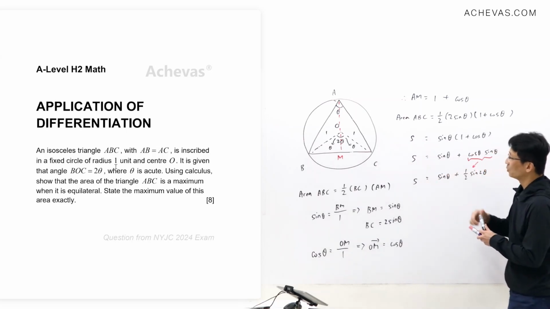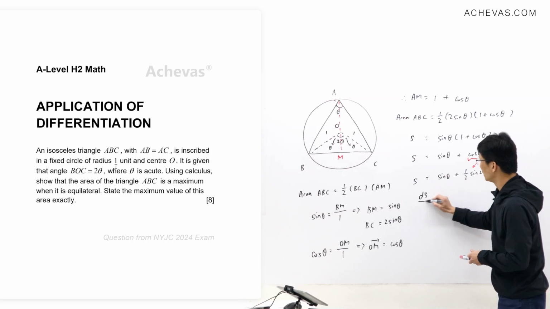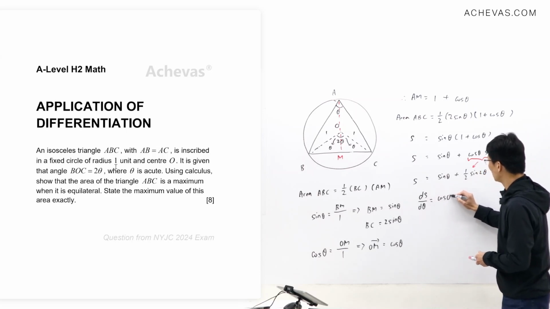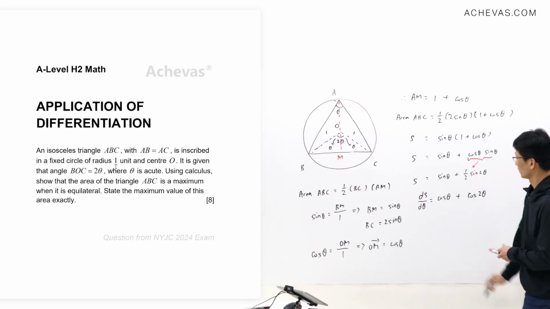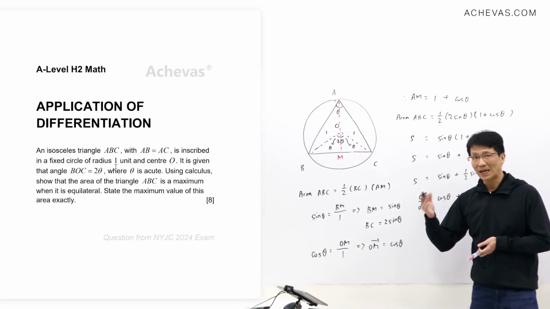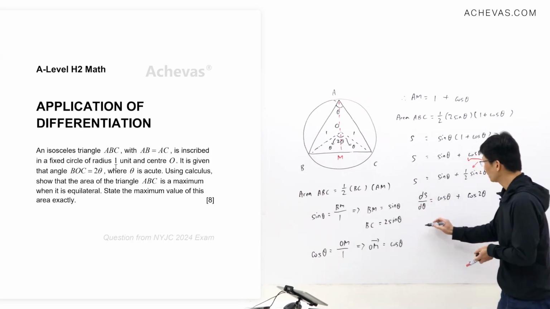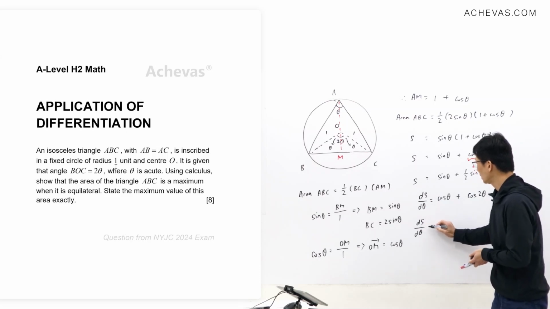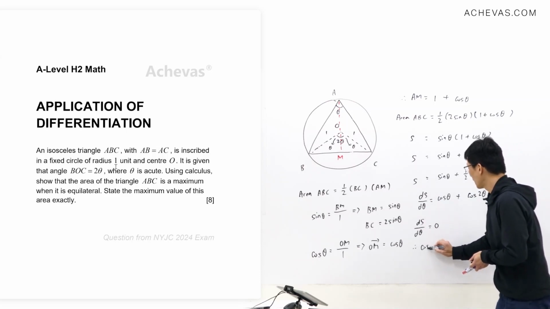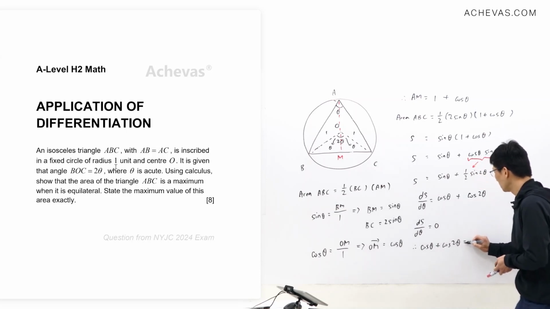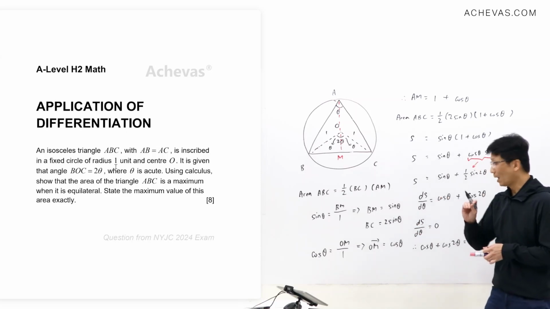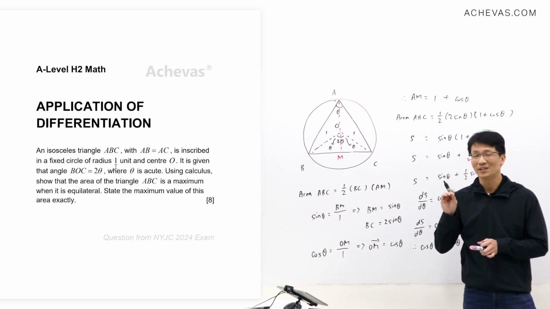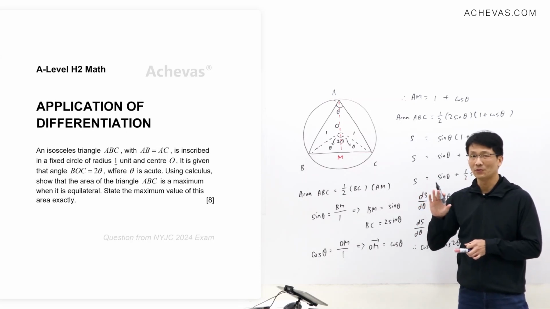So now we will start to do a differentiation. dS/d theta is given by cosine theta plus, when you differentiate this, you get 2 cos 2 theta over 2, so you get cos 2 theta. And we know that for a stationary point, we let dS/d theta be equal to 0. Therefore, cosine theta plus cosine 2 theta equals 0. We are supposed to solve this and get the angle that gives us the stationary point, because we still don't know whether it is a maximum or minimum until we prove it later on.